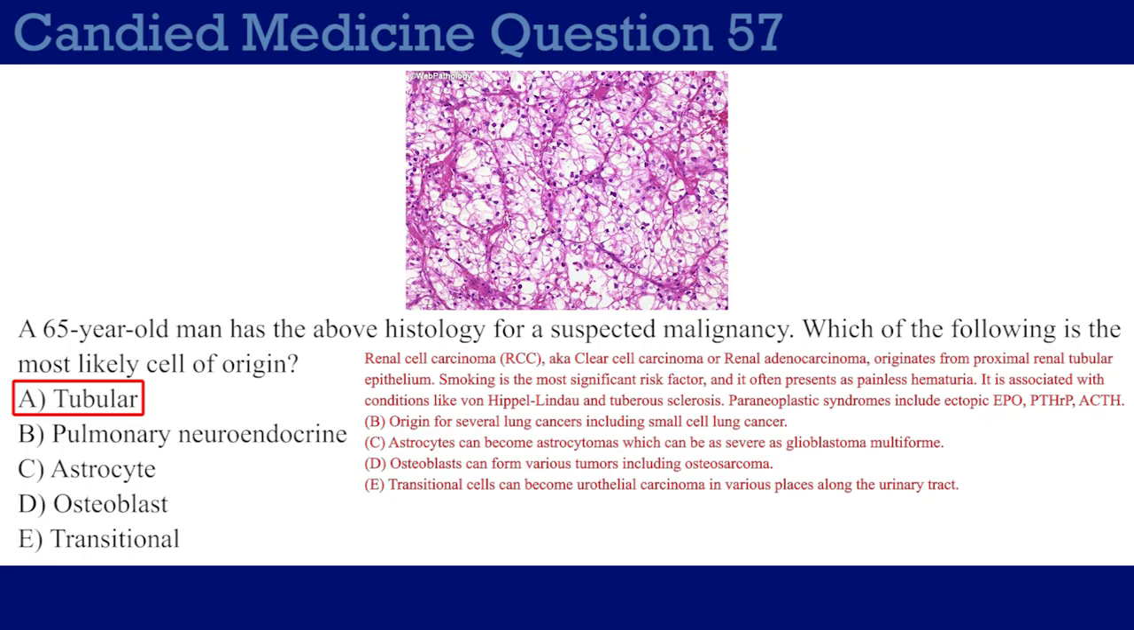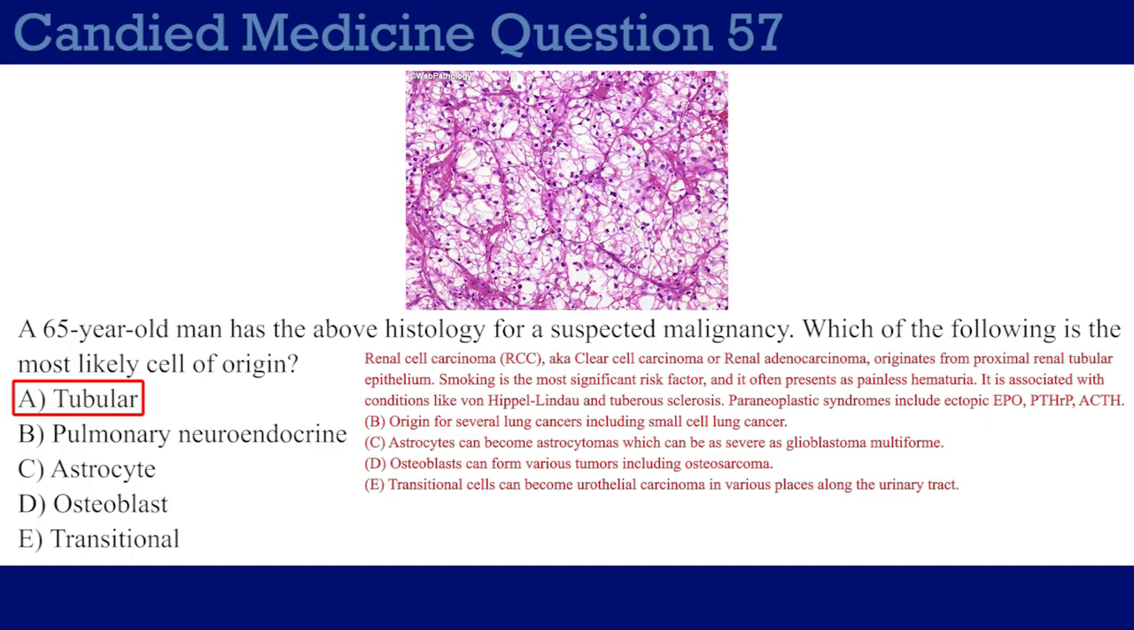Choice C, astrocytes. Astrocytes can become astrocytomas, of course, and of course the most severe astrocytoma is a grade 4, which is glioblastoma multiforme. Crosses the midline, looks like a butterfly. It's called butterfly glioma. It's GFAP positive because astrocytes are GFAP positive, and it's just a very severe brain cancer.